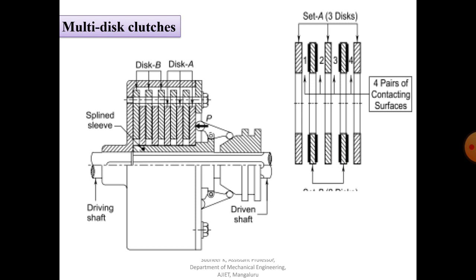So the working principle behind a multiplate clutch remains the same. The only difference is the number of pairs of contacting surfaces. The disc B is connected to the driving shaft. Power is always transmitted from the discs of set B to those of A by means of friction. When the discs of set A rotate, they transmit power to the driven shaft through spline sleeves. This is the working of the multiplate clutch.